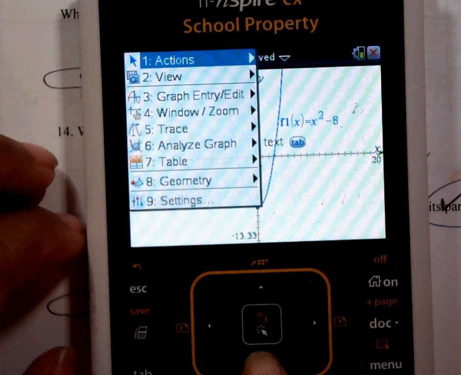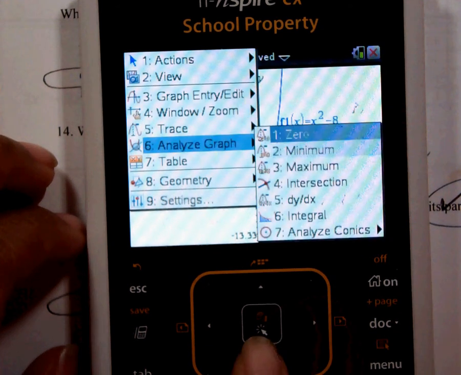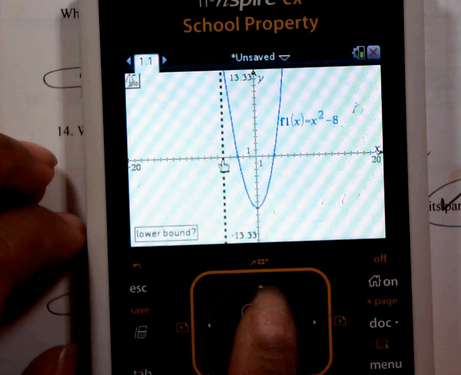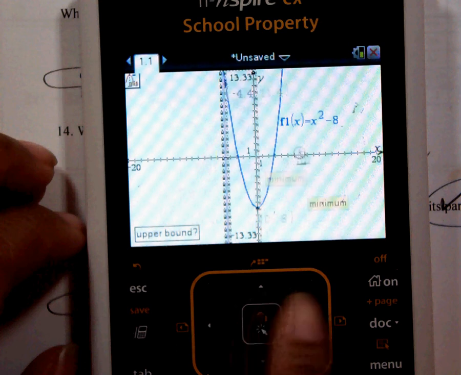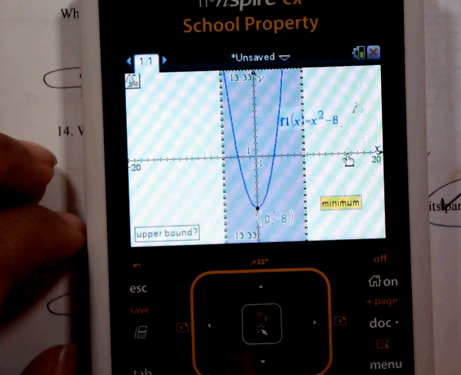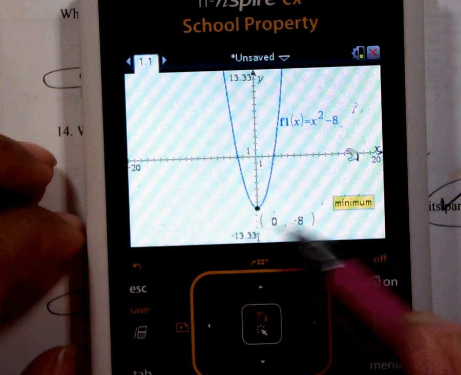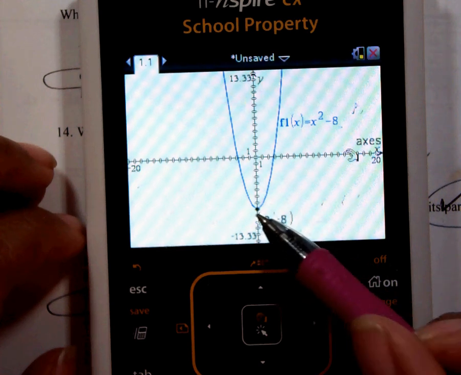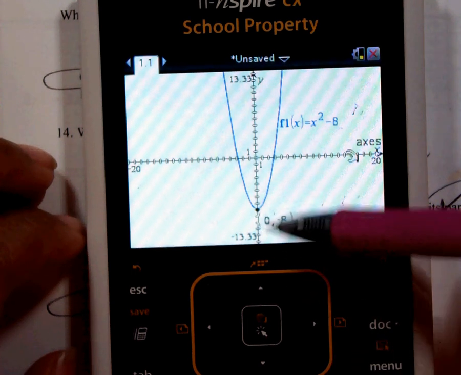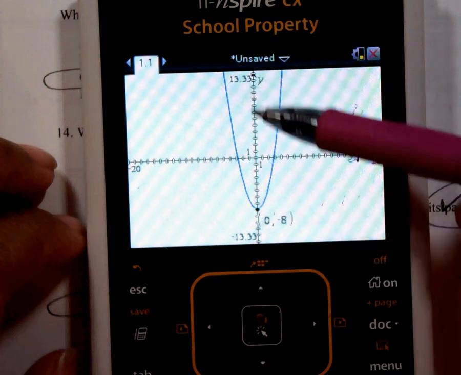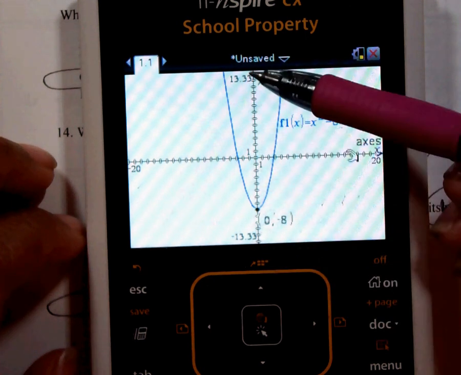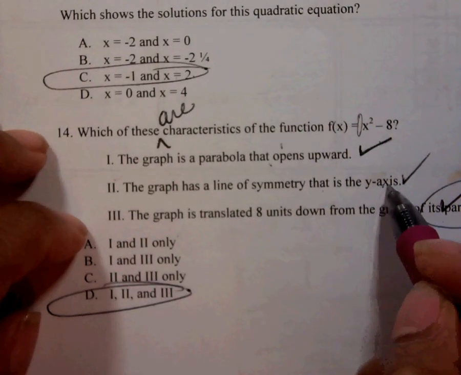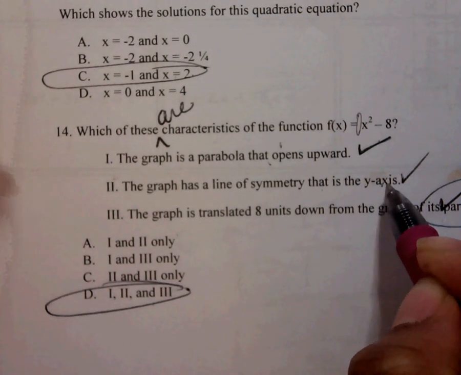You can also test it. Menu, analyze, and we can go down to minimum. When we do that, click to the left, drag to the right. And remember, the vertex gives you the axis of symmetry and the minimum, or axis of symmetry and the maximum. This is the minimum. So that 0 represents the axis of symmetry, which is x equals 0, which is that line, a vertical line. So yes, the axis of symmetry is the y-axis.